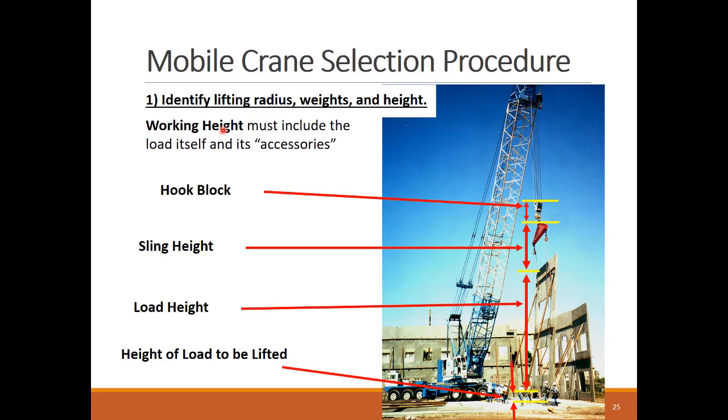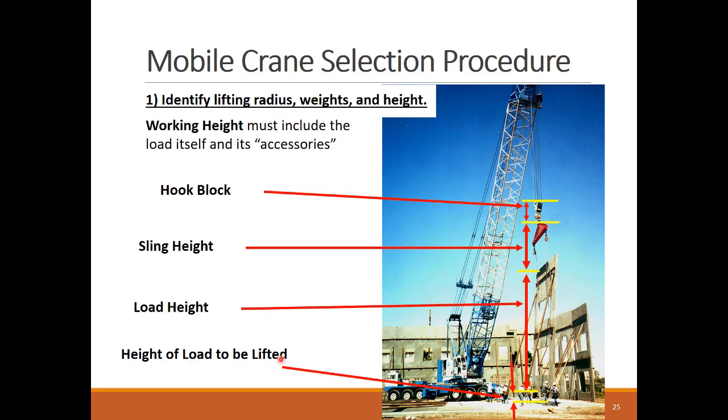The third lifting parameter to find is the working height, which corresponds to the same elements we consider in the working weight. The working height includes the heights of the hook block, sling, and the lifted segment. In addition, we add the elevation where the load will be lifted with enough clearance.